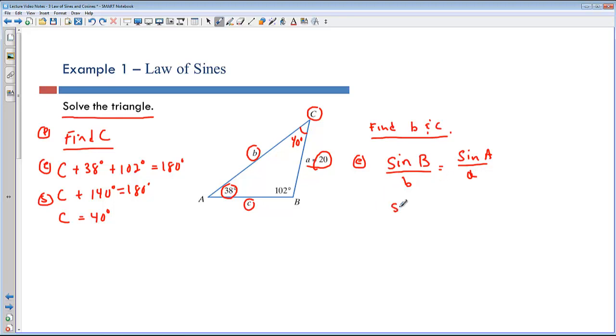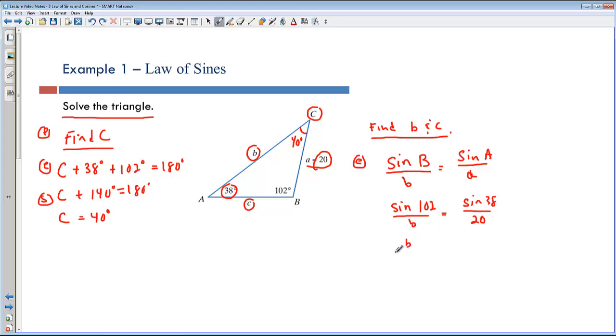So I'll plug in the sine of angle B, so sine of 102, divided by little b, which is what I'm looking for. And this is going to be equal to, on the right, the sine of angle A, so the sine of 38, divided by 20. So I'm going to take this equation and solve for b. It's basically a rational equation. What I can do is simply flip both sides. So I'll flip this side and this side. And then what do I get?